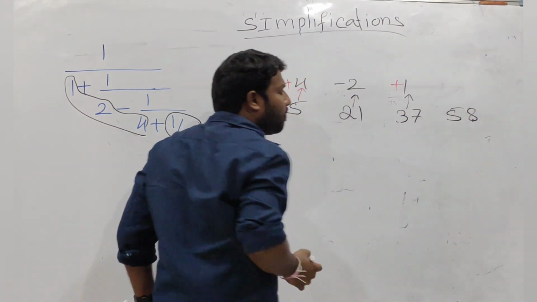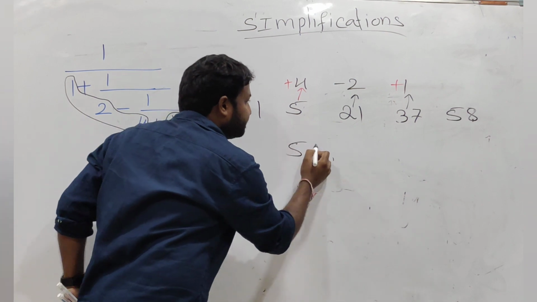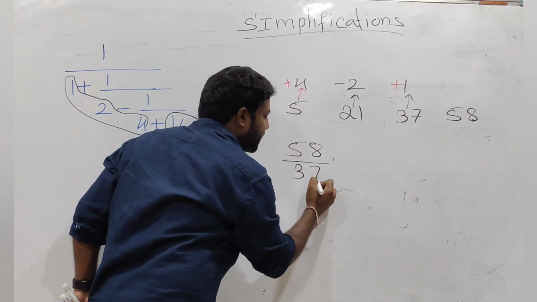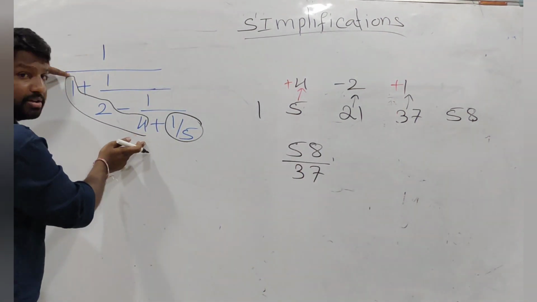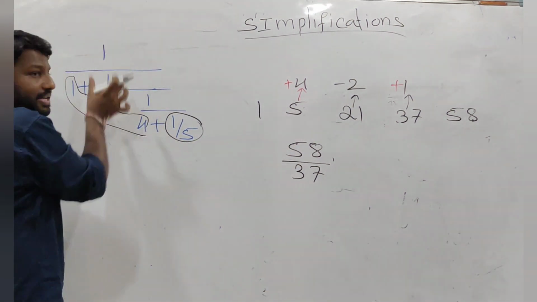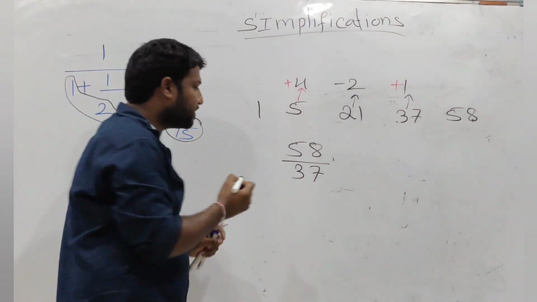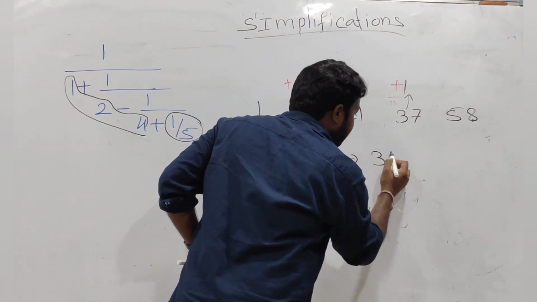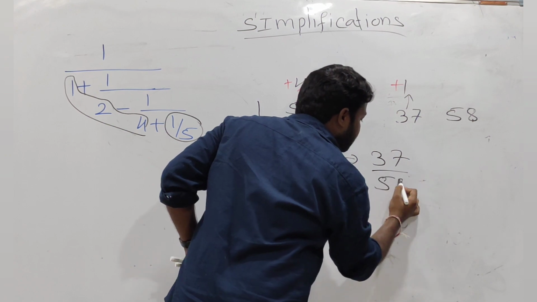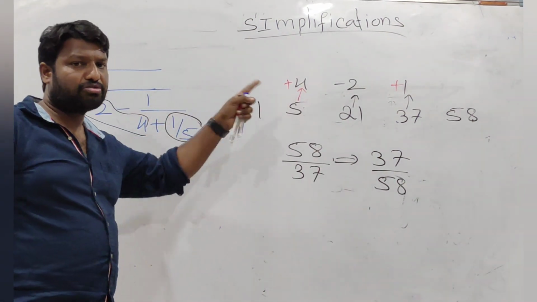So the fraction is this by this, so you write 58 by 37. Now up to here your answer is 58 by 37. But 1 by something is there, 1 by this total value. So this answer will become reversed: 37 by 58. Now plus is there, you write plus. Minus is there, you write minus.